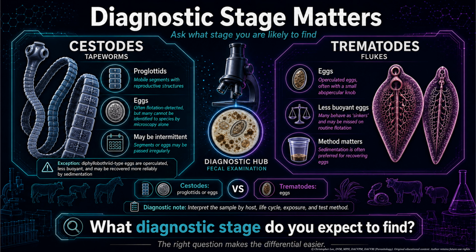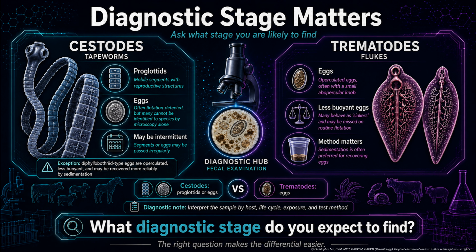Diagnostic stage matters because a possible parasite is not always a detectable parasite. With cestodes, you may find proglottids or eggs, but shedding can be intermittent, and routine fecal flotation has limited sensitivity for many tapeworms. One important exception to the usual cestode pattern is the diphyllobothriid type tapeworms. Their operculated eggs are less buoyant and may be recovered more reliably by sedimentation. Most veterinary trematode eggs are also less buoyant. Think of them as sinkers rather than floaters. Routine flotation may miss them.